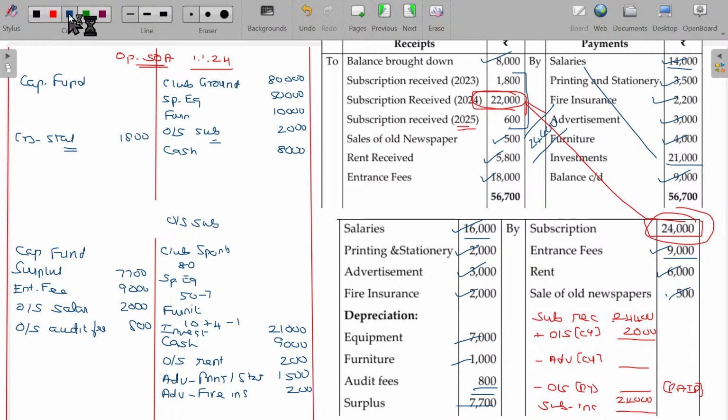How much is that? 2,000. This is about the closing balance sheet, balance sheet as on 31st December 24. Clear? What about the 600? In the current year you received it in advance, meant for the next year. If you are receiving in advance, it's related to the next year. So it's a liability. Advance subscription is your liability. This value being 600. Is that clear?